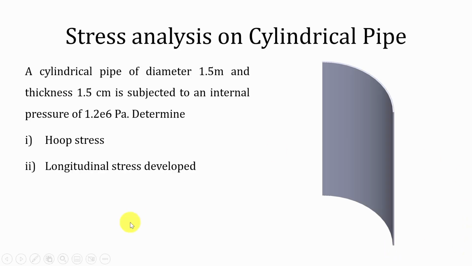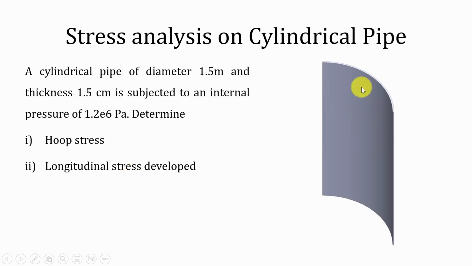In this video, we are going to conduct the stress analysis on a cylindrical pipe. The pipe diameter is given as 1.5 meter and the thickness is 1.5 centimeter. The pipe is subjected to an internal pressure of 1.2 e power 6 Pascal. We are going to find out the hoop stress and longitudinal stress developed.